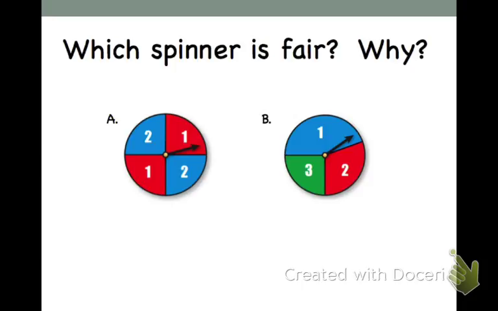But we look at spinner B and we see that section 1 is really big. Section 2 is kind of big, but section 3 is smaller. Because there are 3 different sizes, there are 3 different numbers or colors, this is unfair because it's not equal.